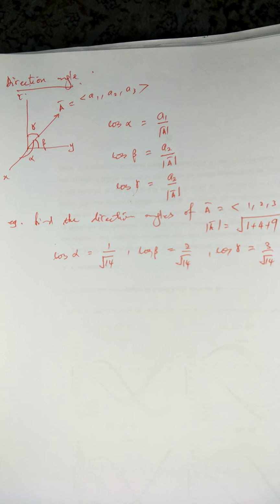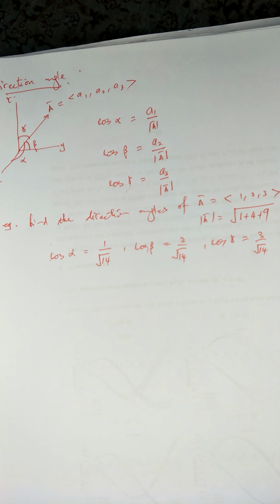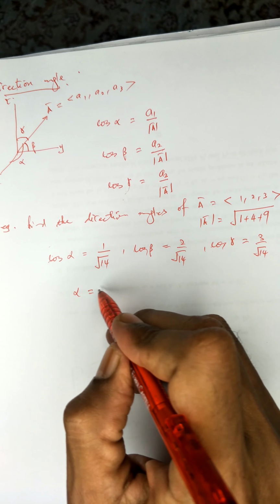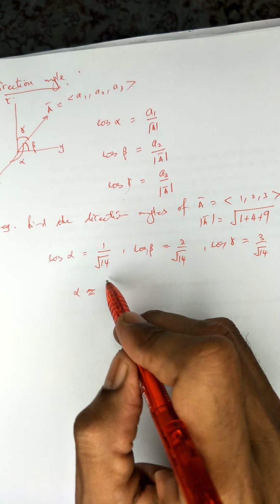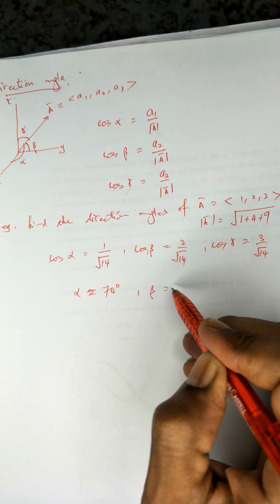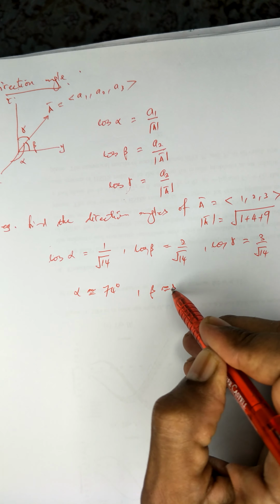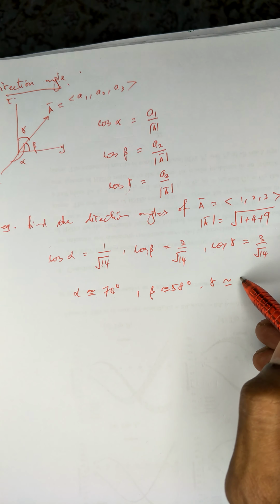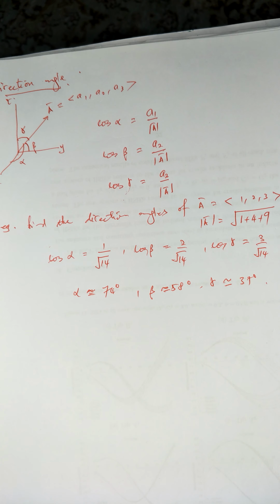Okay, and therefore you can find alpha, which I put as 74 degrees, and beta 58 degrees, and gamma, you can use your calculator here, 37 degrees.